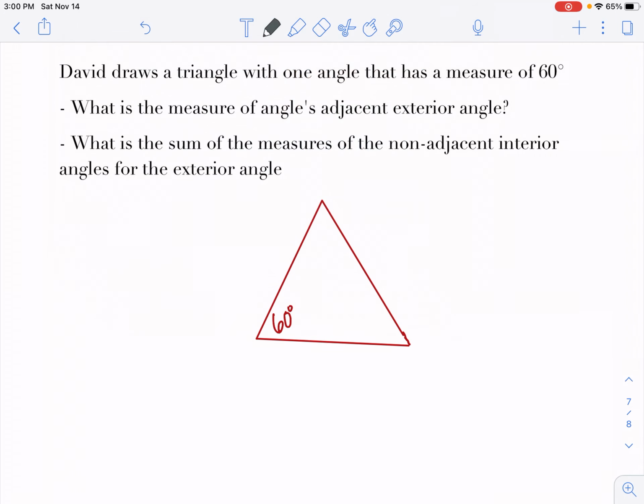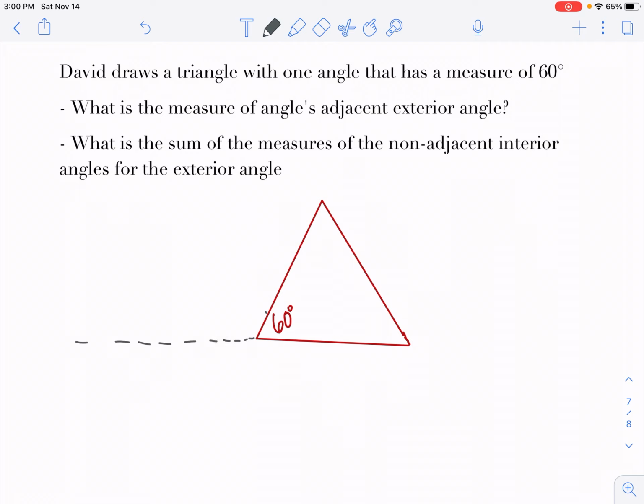Remember, adjacent means next to, so that could be this angle right here because that is next to it and on the exterior of the triangle. That could also be placed going this direction in my triangle. That is also on the exterior and adjacent to that triangle.